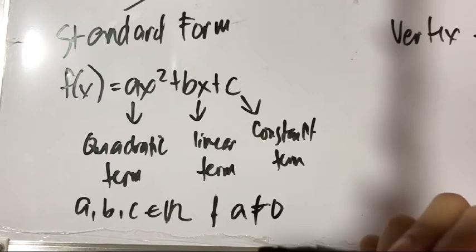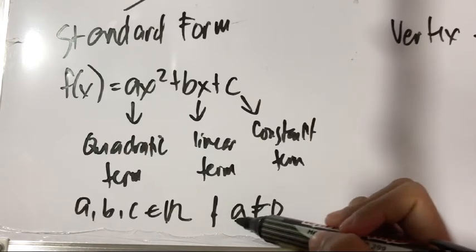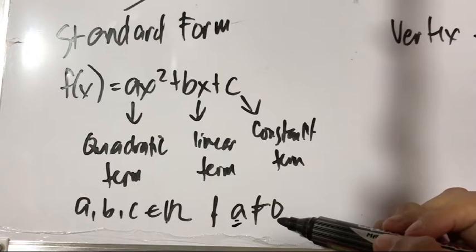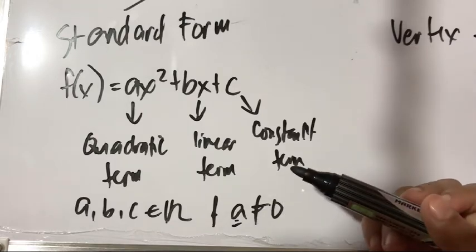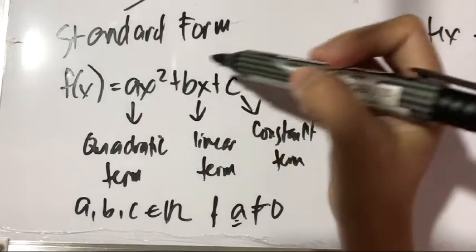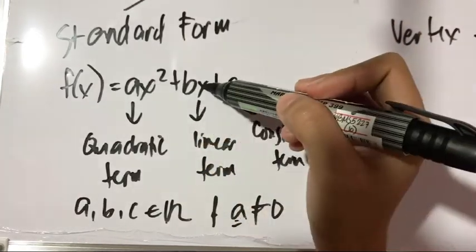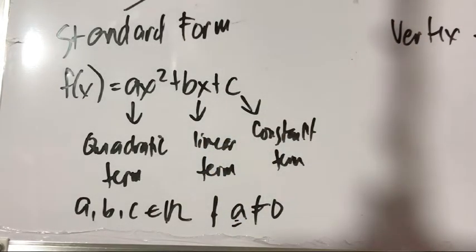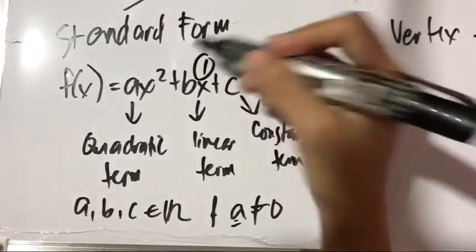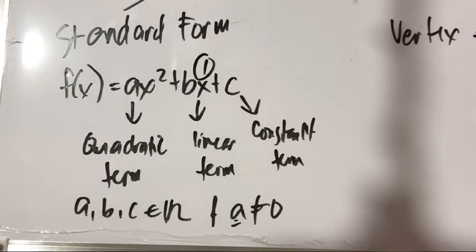Why? Because if we will allow the value of our variable a to be 0, then we will no longer have a quadratic function, but rather a linear function. Kaya nga naman, this will become 0, and automatically, bx will be our first term, which has the degree 1. Now, that is a linear function. But we are talking about quadratic function, which means the function is a second degree polynomial, or its highest exponent should be 2. No? Klaro na?